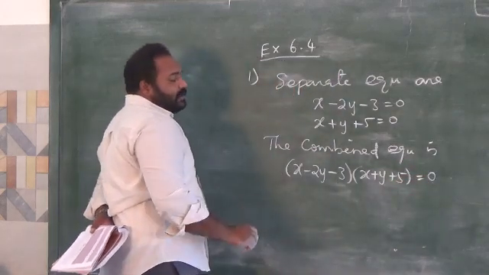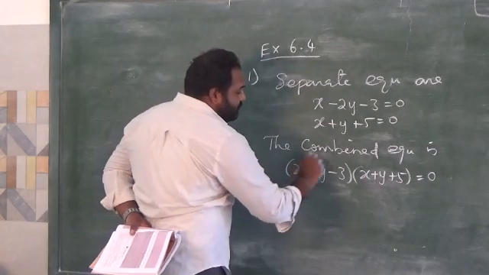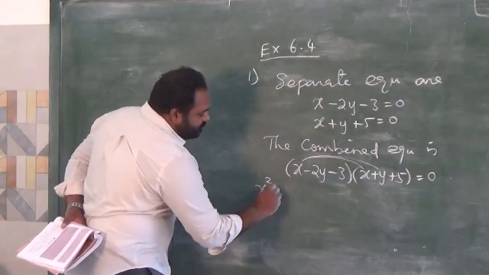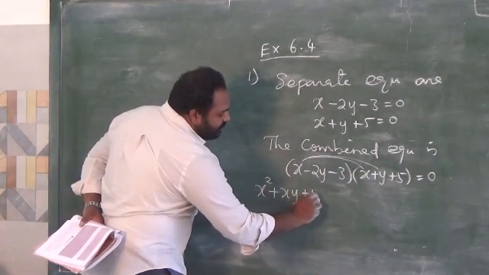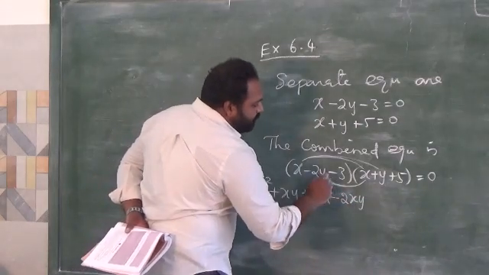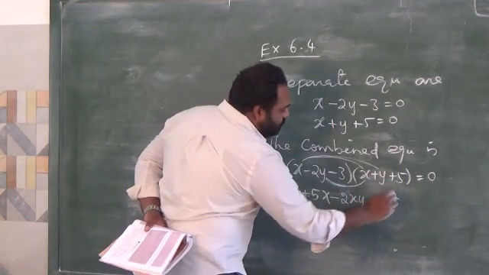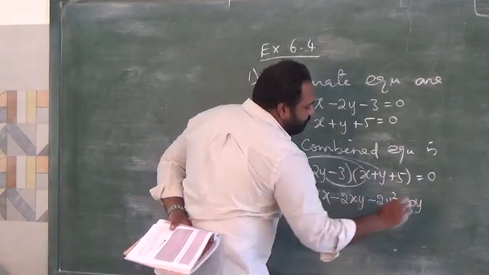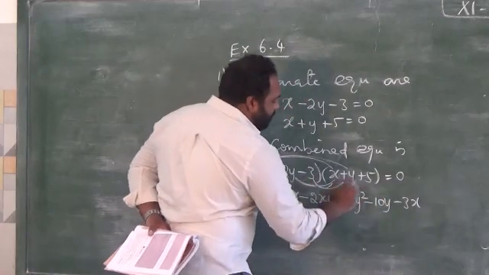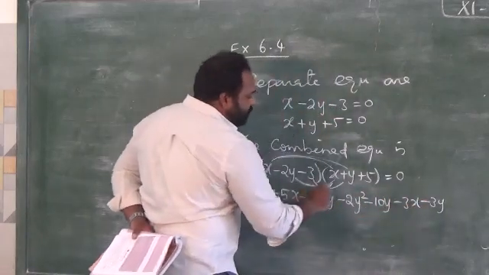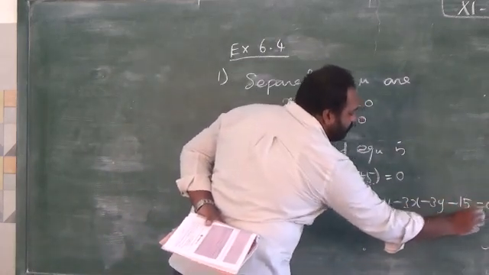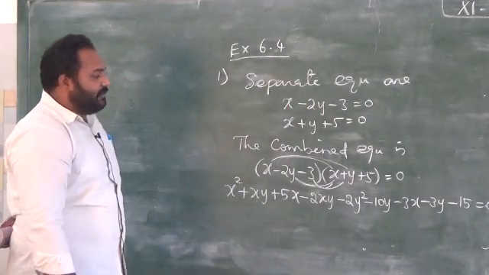Now, multiply very carefully each term. x into x is x square, then next term plus xy plus 5x. Next, second term: minus 2xy minus 2y square minus 10y. Next term: minus 3x minus 3y, then minus 3 into 5, minus 15, equal to 0.